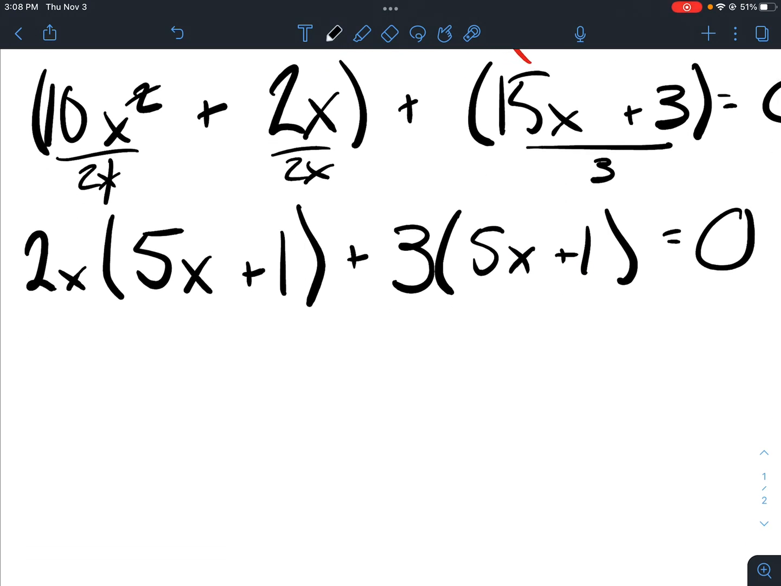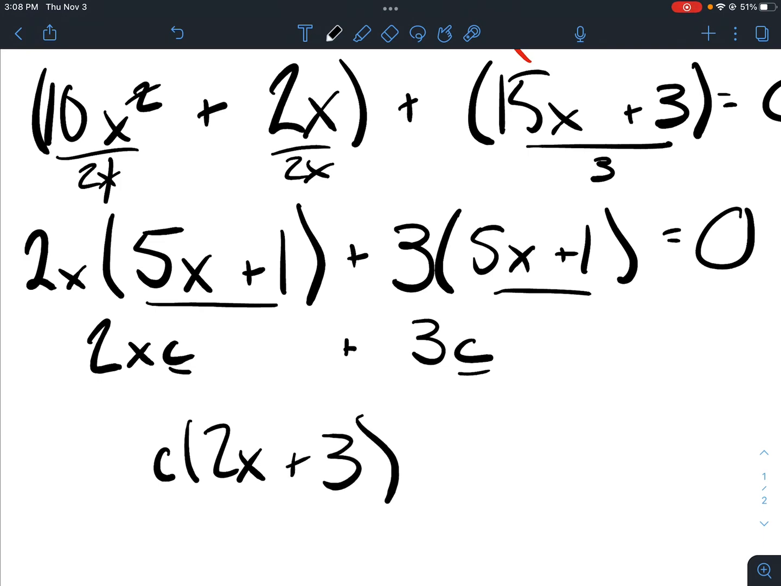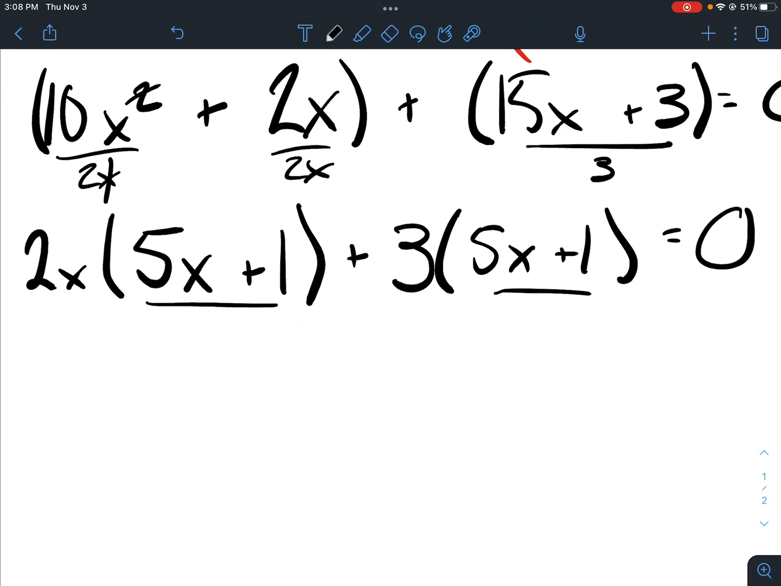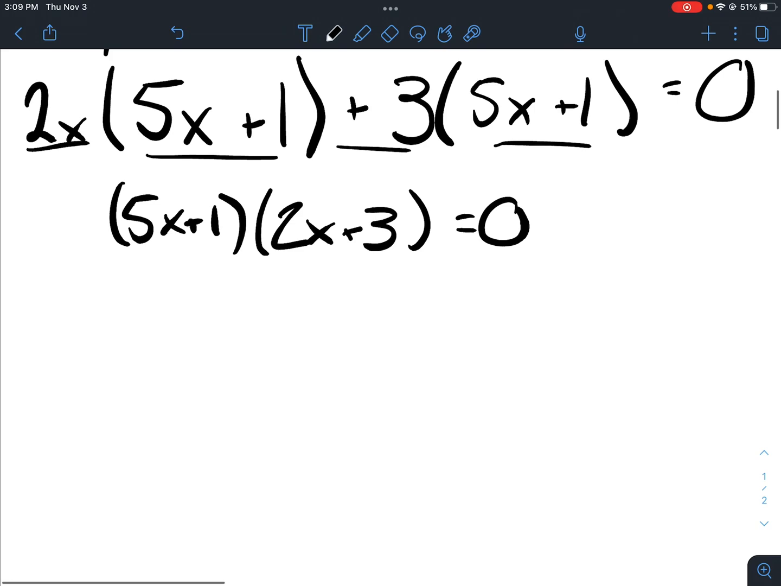Now what we do is we're going to look at factoring out our common factors again. So you can almost think of this as 2x times c, plus 3 times c, where this 5x plus 1 is c, and how you'd factor this out. We just pull out a c, so you get c times 2x plus 3. Just like any other variable, they're common factors. So I'm going to pull this 5x plus 1 out front, and I'm left with a 2x plus 3. That's equal to 0.